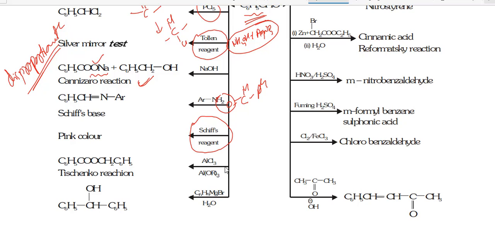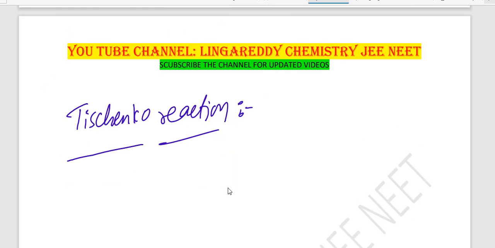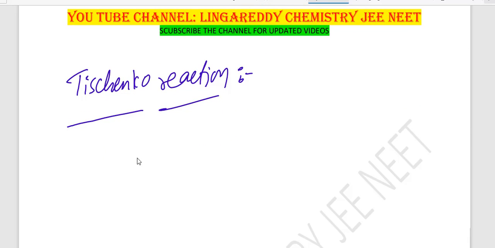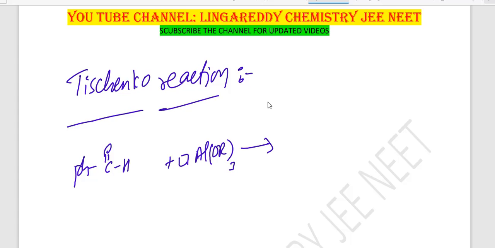Next, AlCl3, aluminum chloride or aluminum alkoxide. In that case, the Tischenko reaction is giving this. Next, the Tischenko reaction. What is the Tischenko reaction? Benzaldehyde reaction with aluminum chloride or aluminum alkoxide. Okay, so this aluminum is a Lewis acid.